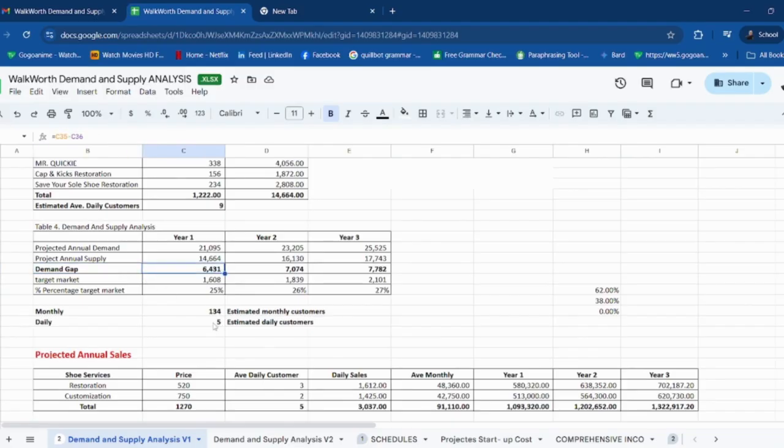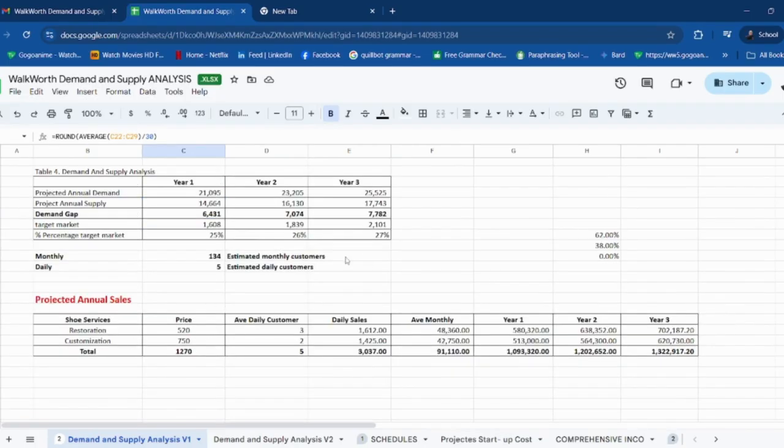As long as it would not overlap your competitors' daily customer, then I think we're good. The real barometer is the average daily customers of your competitors. Okay? Again, I will reiterate, demand gap is the available target customer for your business, whether you take it 100% or not, as long as it does not overlap the estimated daily customers or average daily customers of your competitors. Okay, moving on to your projected annual sales.